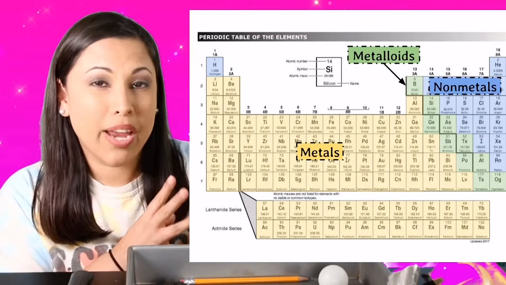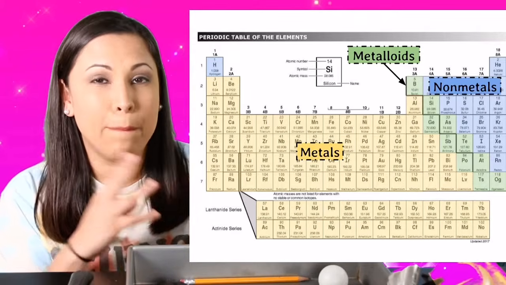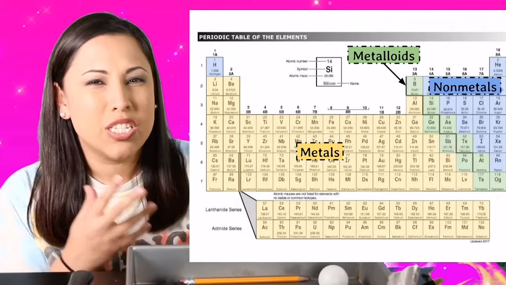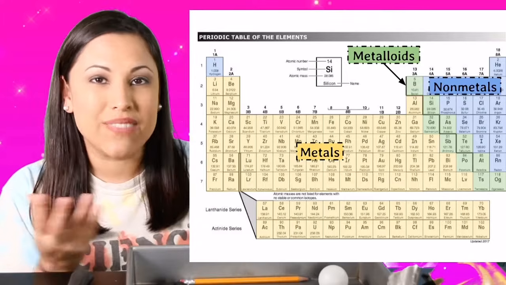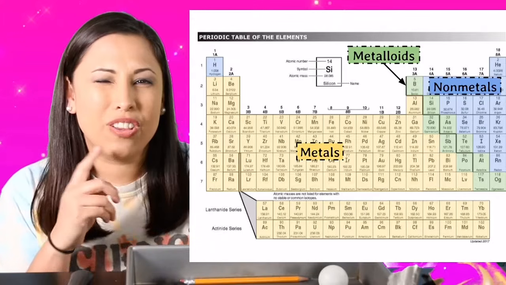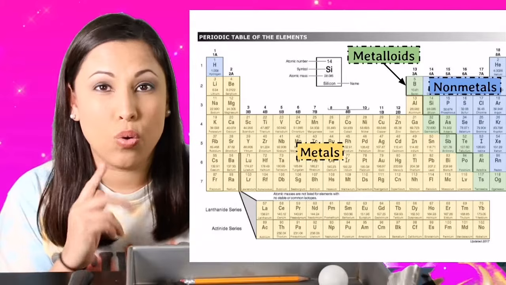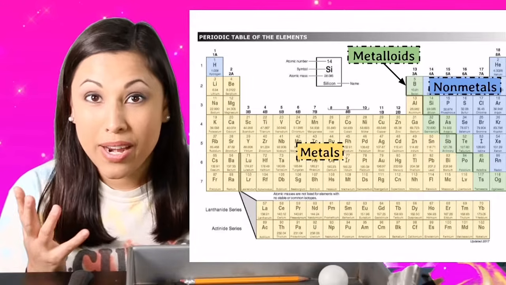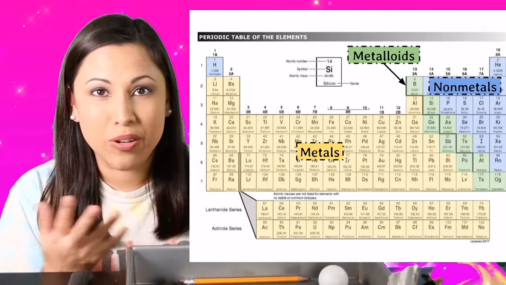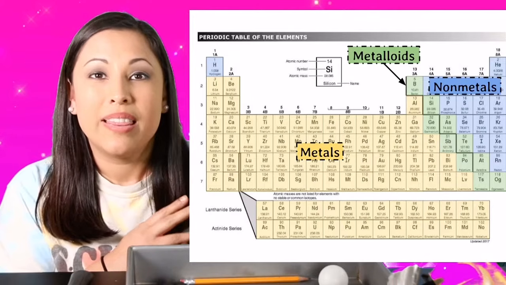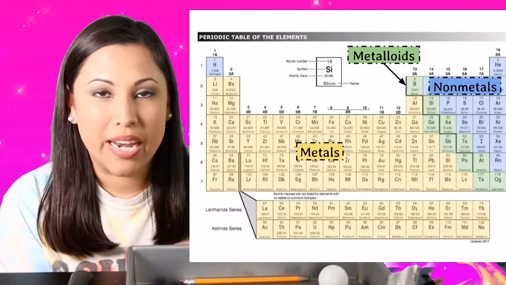So you'll probably notice that the metals take up most of the periodic table. So most of the elements are classified as metals. If you look a bit closer, you probably notice things like gold, silver, aluminum, all metals in that area. That is on the left side of the periodic table.